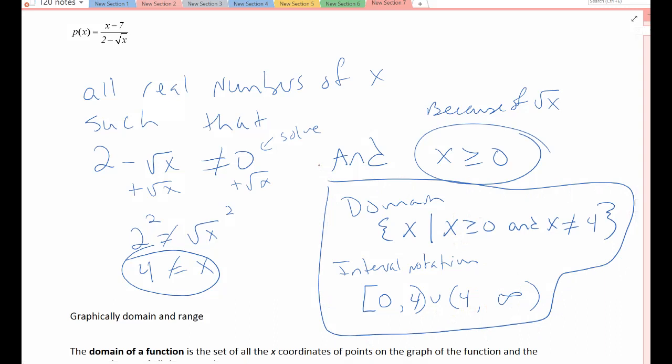The domain is 0 to 4, break at 4, and then 4 to infinity. Right? And that's the answer. And again, that was a tough one because there were two parts to it that you had to pay attention to. It had both the root problem and the division problem, and you had to look at them separately, right? And then figure out what your answer is from there.